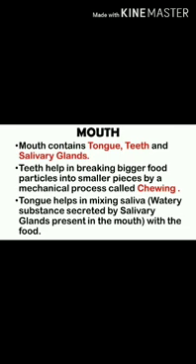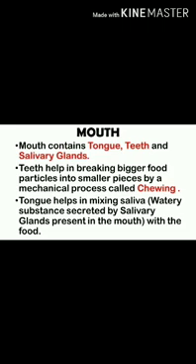What is the mouth? The mouth contains the tongue, teeth and salivary glands. As you know, there are a total of 32 teeth present in our mouth, 16 in each jaw. That is, there are two jaws, lower and upper, and 16 teeth are present in each jaw. The function of teeth is to help in breaking bigger food particles into smaller pieces by a mechanical process called chewing, and the tongue helps in mixing saliva.